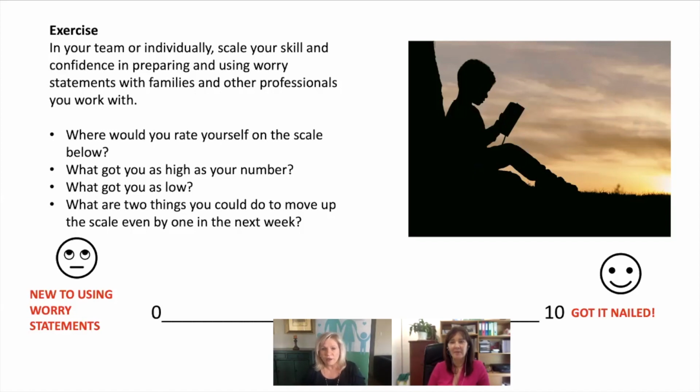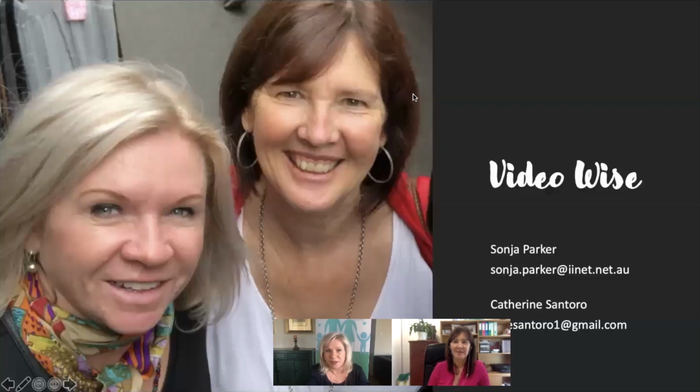So, what got you as high as your number on the scale? What are the good things that are already happening towards your skill and confidence in using them? What got you as low? And what are two things in the next week you could do to move up the scale by even one? So this is about inviting you to take some action: what can I do? Have a chat with your team or have a think about it individually. So that's our parting gift to you, to get you thinking about being more proficient at using worry statements. Fantastic.